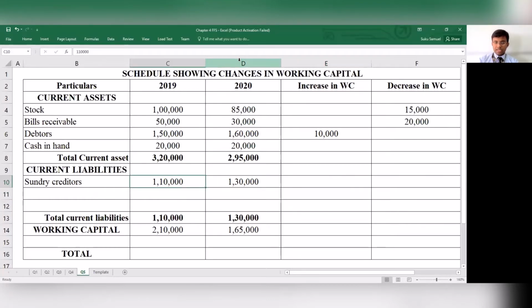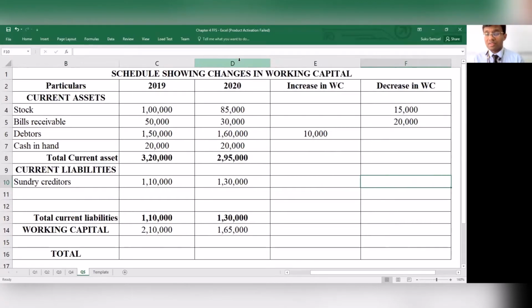Here, sundry creditors have increased from 1,10,000 to 1,30,000. So what impact does it have on the working capital? Will working capital increase or reduce? Working capital will reduce by 20,000. The next item is bills payable. Bills payable is 80,000, and here it is 90,000.